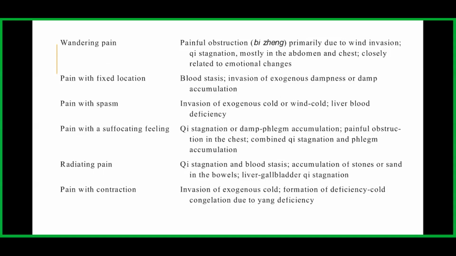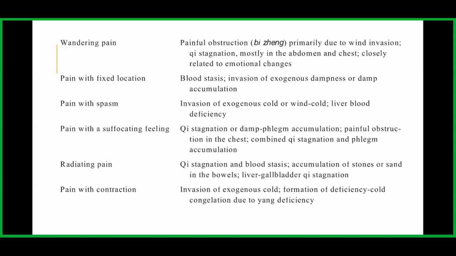When the pain is in a fixed location, that is blood stasis, where there's invasion of exogenous dampness or damp accumulation. When there's pain with spasm, it's an invasion of exogenous cold or wind cold or liver blood deficiency. When there is a pain with a suffocating feeling, it is qi stagnation or damp phlegm accumulation. There's painful obstruction in the chest, combined qi stagnation and phlegm accumulation. When the pain is radiating, that is qi stagnation and blood stasis. There's accumulation of stones or sand in the bowels, and there's liver and gallbladder qi stagnation.